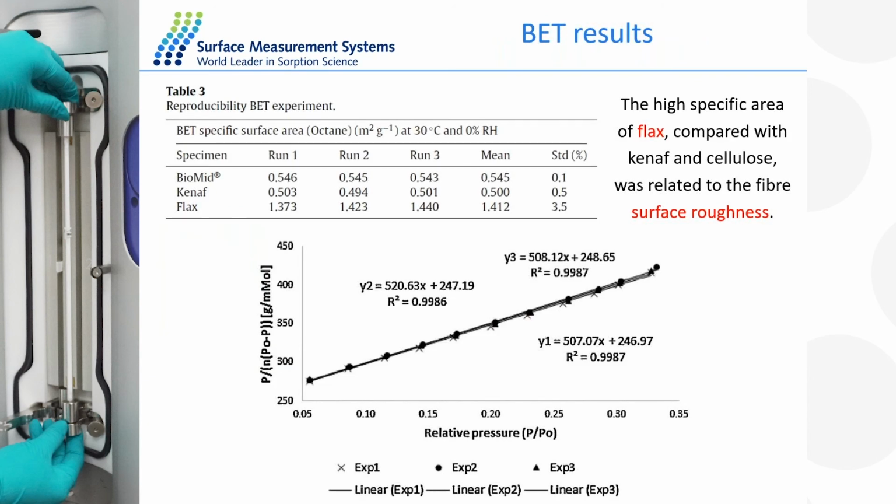And here are the BET results for 3 fibers. Each column was repeated 3 times, and the standard deviation is less than 5% for all the samples, showing the excellent reproducibility of the IGC method. The surface area of the biomeat and kinetic fibers is about 0.5 square meter per gram. It's quite similar, but the other sample is almost 3 times larger than the other 2 samples. And this high surface area of the flex fiber is related to the surface roughness, as shown in the previous image as well. And this is the study within the same column.